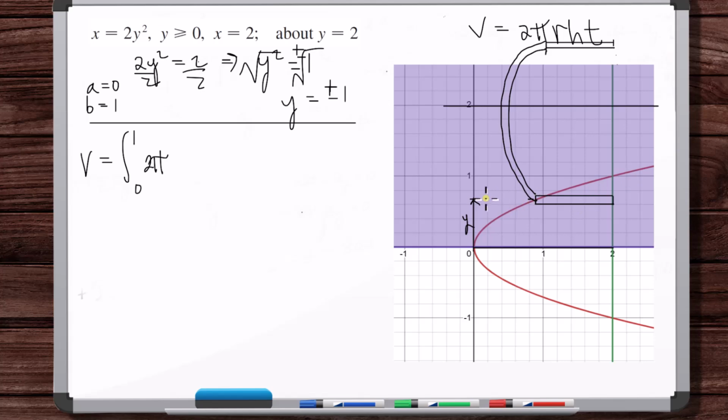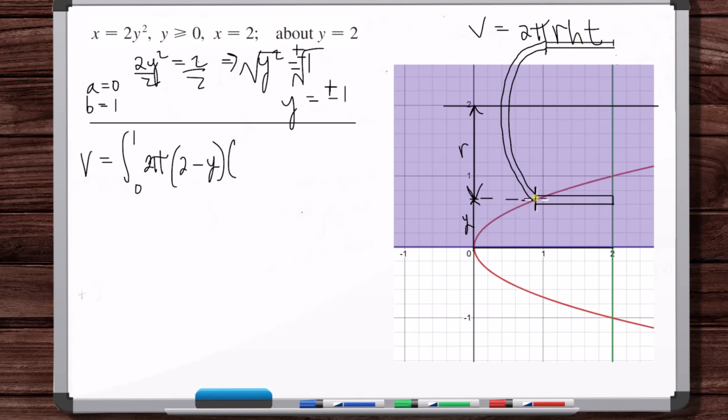What is the radius of the shell? I didn't draw this well, I should have gone further out, it's supposed to be symmetrical about this. What's the radius? It's this distance. This is r. Well, what is that distance? That's going to be 2 minus y.